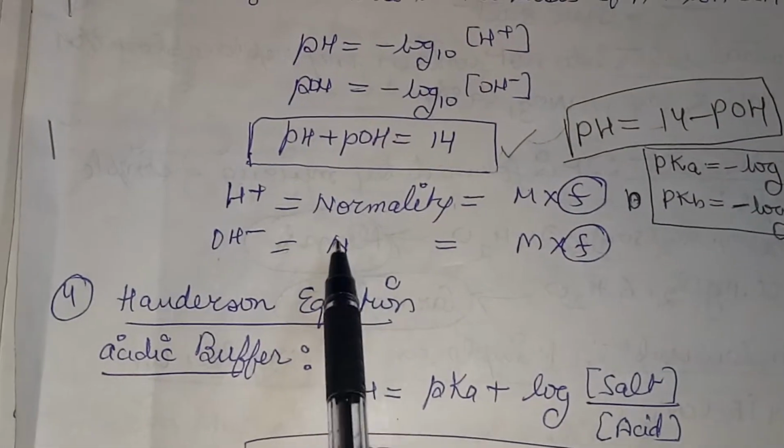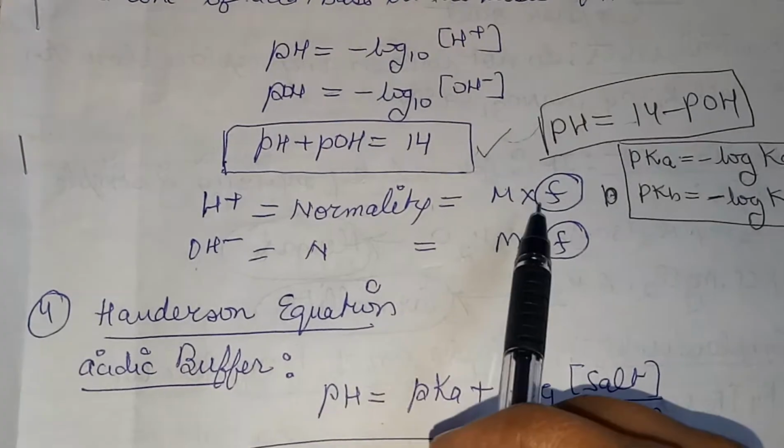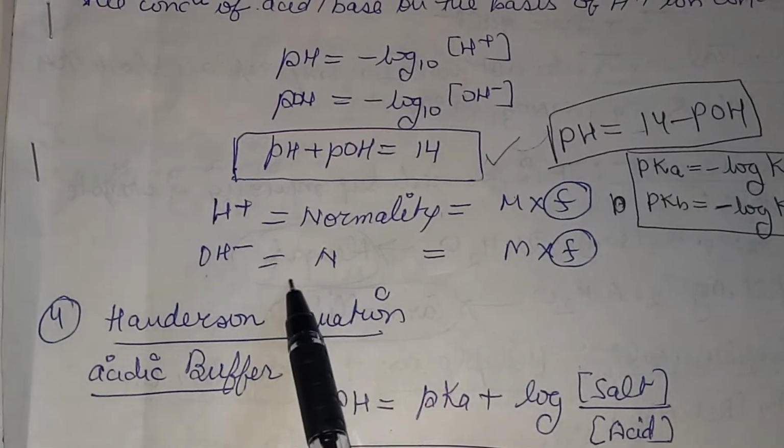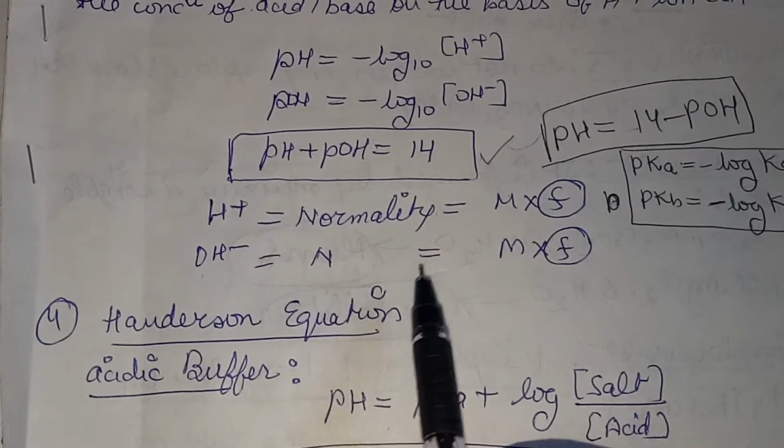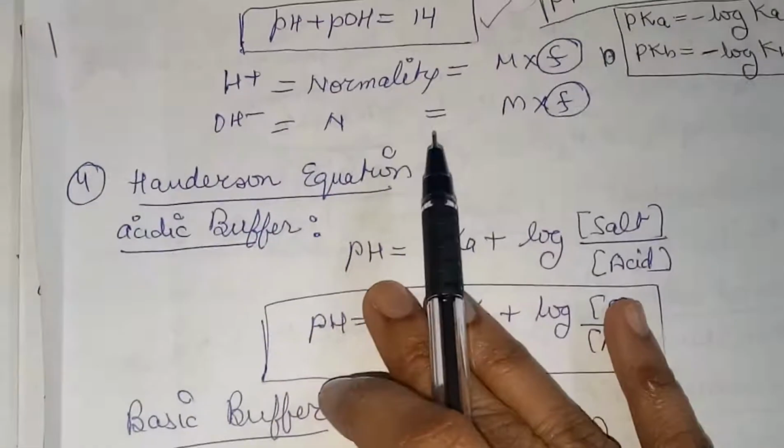Now, H ion concentration is equal to normality, which equals molarity into n-factor. OH ion concentration is also equal to normality, which is also the same, molarity into n-factor.